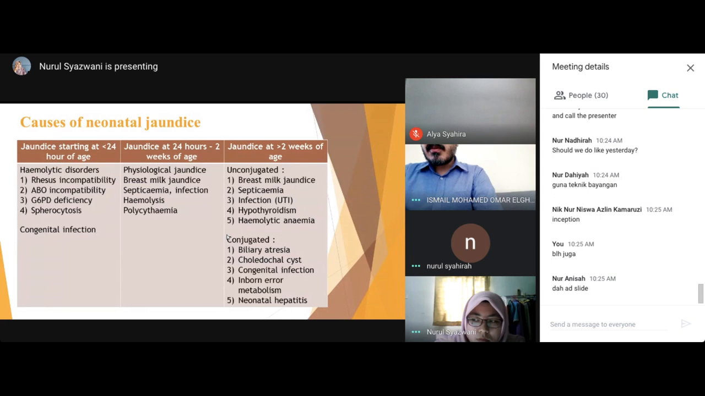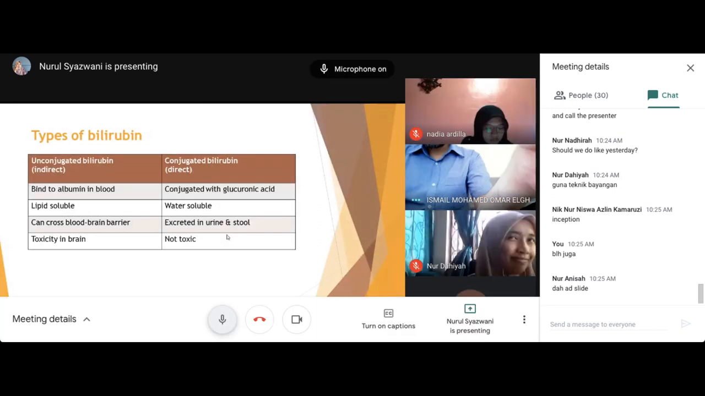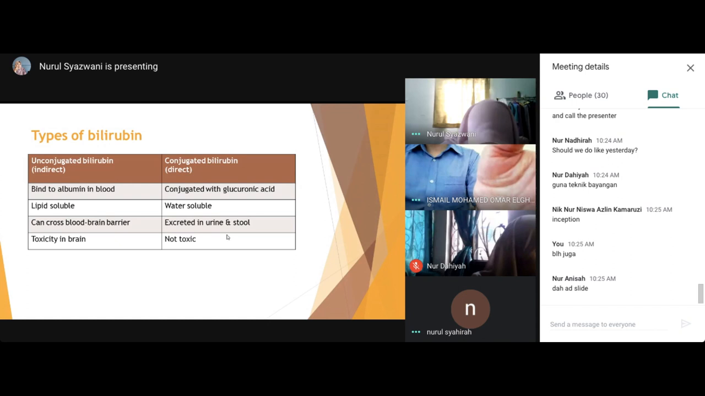What do we call the toxicity in the brain? Kernicterus. Very good. Which part of the brain is affected by kernicterus? Yes, basal ganglia and the brain stem nuclei. So first basal ganglia, after that brain stem nuclei. Very good. Carry on.